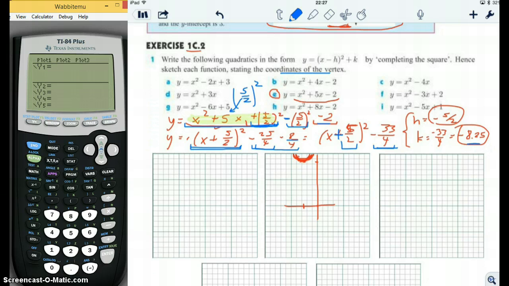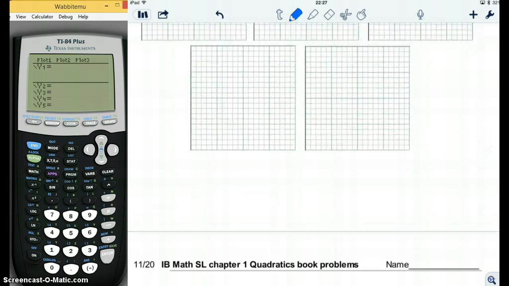And now we can actually sketch the function. The vertex is going to be at negative 2.5, comma, negative 8.25. So negative 2.5, negative 8.25, and so the vertex is like right there. And then we see that it opens up because it's a positive a, so it goes up like that. It's just a regular width parabola. And so that's it. And for this page, that's it.